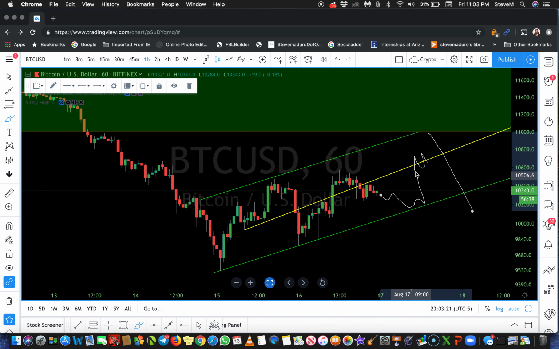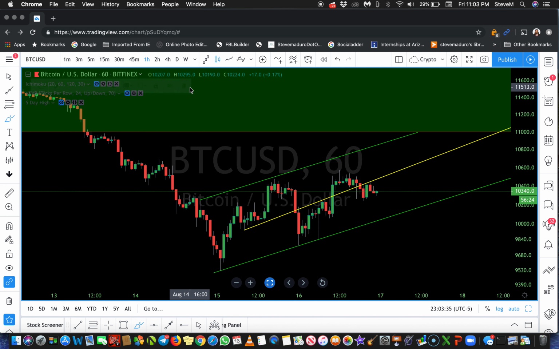Even if I thought that it was going to do this, I can set alerts to let me know when it touches here, when it touches here, when it touches here, without knowing exactly where it's going to be. So I'm going to erase this real quick.